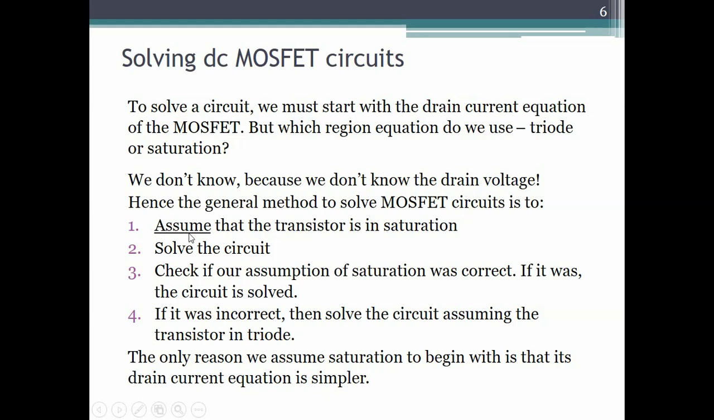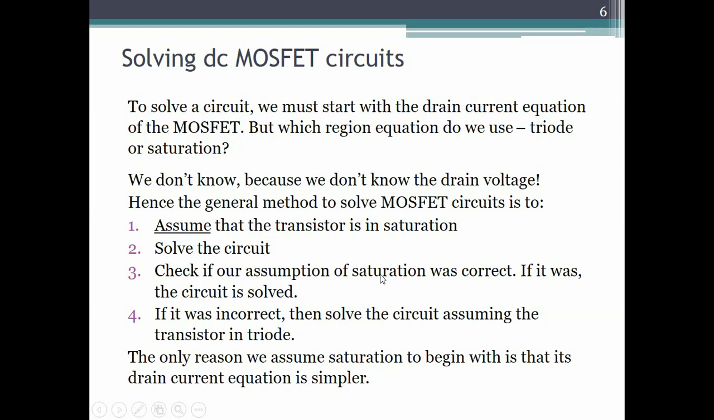What we do is we'll assume that the transistor is in a particular region. We'll assume saturation. I'll tell you in half a minute why. So we'll assume that all the transistors, if there is more than one, are in saturation. We'll solve the circuit, so we'll use the saturation region drain current equations, solve the circuit, and find all the drain voltages. Then we'll check, based on these drain voltages, whether the transistor is in saturation or not.